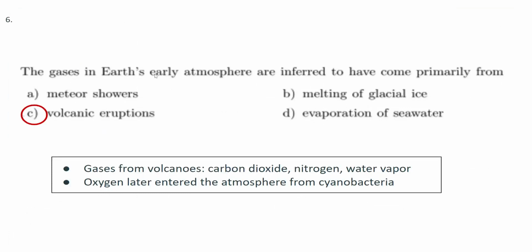Number 6, the gases in Earth's early atmosphere are inferred to have come primarily from. The correct answer is C, volcanic eruptions. This is something you're going to have to memorize, and remember that Earth's early atmosphere was very hot and there were lots of volcanoes, and those volcanoes were spewing out gases like carbon dioxide, nitrogen, and water vapor. The only gas that was missing, or the one gas that's important for us that was missing, is oxygen. And oxygen later entered our atmosphere from cyanobacteria.